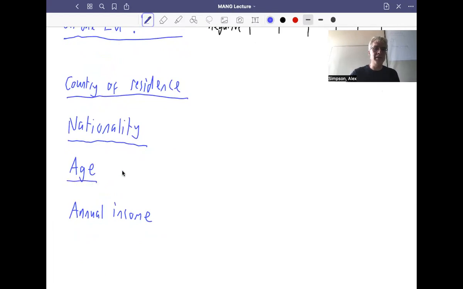Age, that's an integer, so we'll ask for this in years. Don't need it totally accurately. Sometimes you might have a range of age brackets here. So are you in your 20s, 30s, 40s, 50s, or 60s, or something like that? And the annual income, we'll ask for that. Well, it's an EU survey. Not all countries have the euro, but to standardize it, we might as well ask for it in euros.